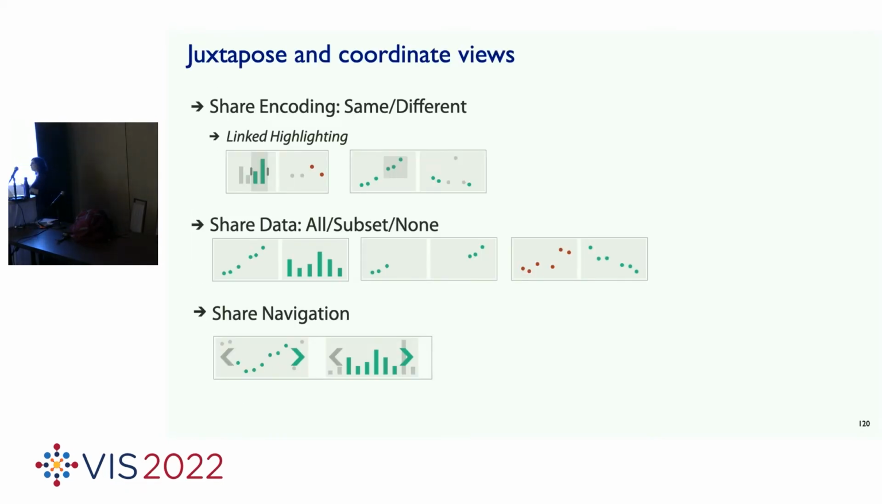So when you have views side by side, we can think about, well, do those views have the same visual encoding or are they different? And there's a key idea that we'll talk through about highlighting items in one view and seeing where they fall in the other view. And that's something that gives us a lot of power. We'll think about whether the views have all the data shared between them or a subset or none shared. And we'll think about whether they have linked navigation or not.